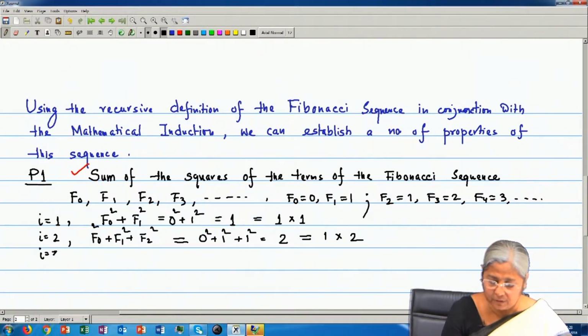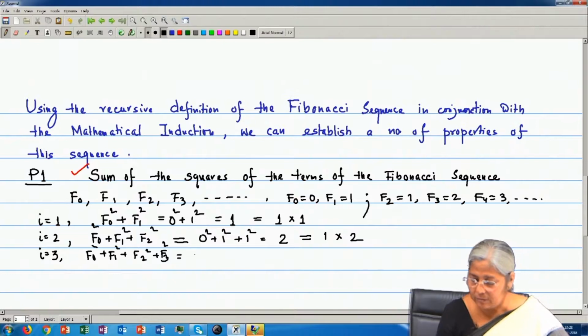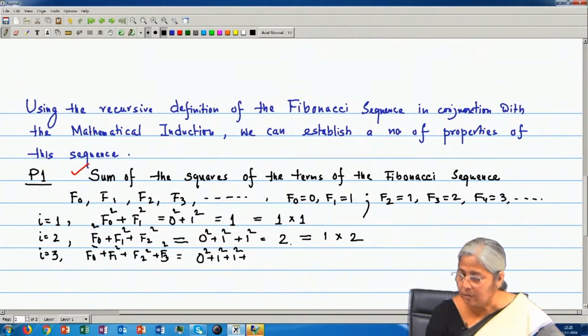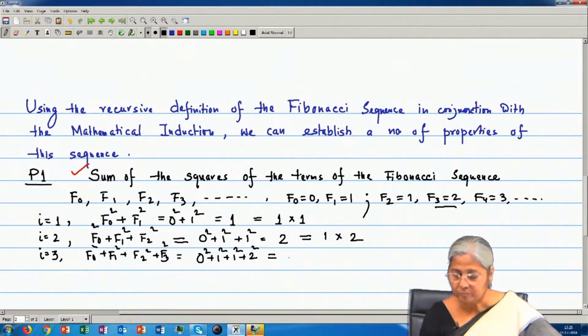Say i equal to 3. Similarly, I can write f0 square plus f1 square plus f2 square plus f3 square, which is 0 square plus 1 square plus 1 square plus, since f3 is 2, 2 square. So this becomes 6, which is 2 into 3.